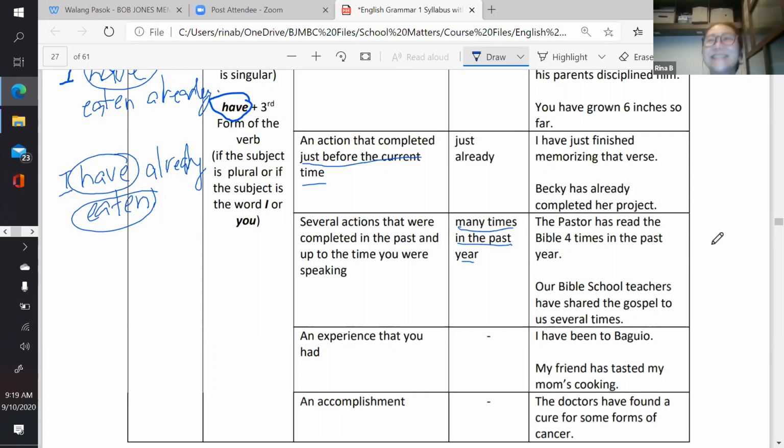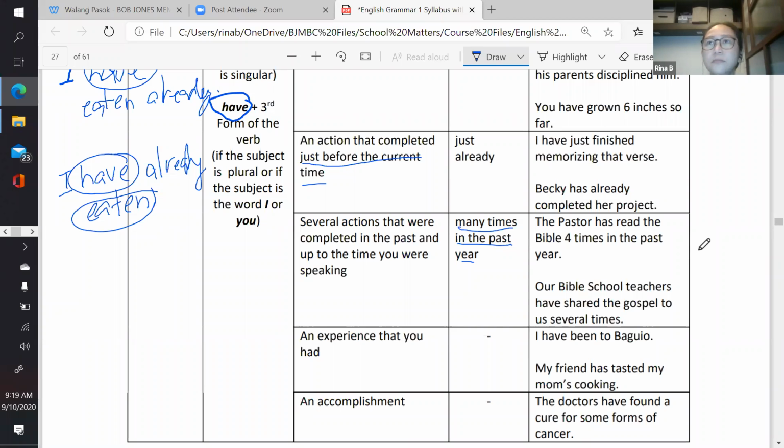All right. So that's your present perfect. Okay? Things that you need to know: context clues, instances when you should use the present perfect or when you may use the present perfect, and definitely how to form the present perfect. You have to know the subject, singular, plural.